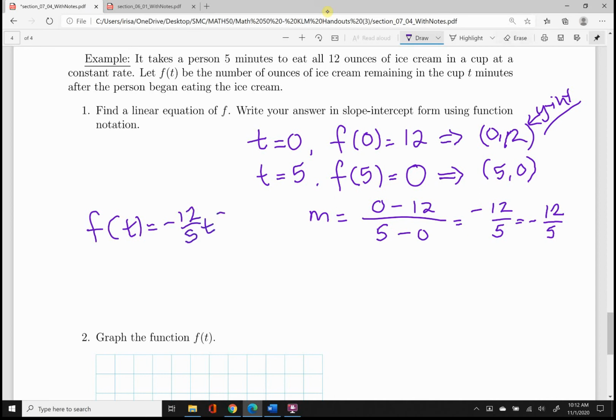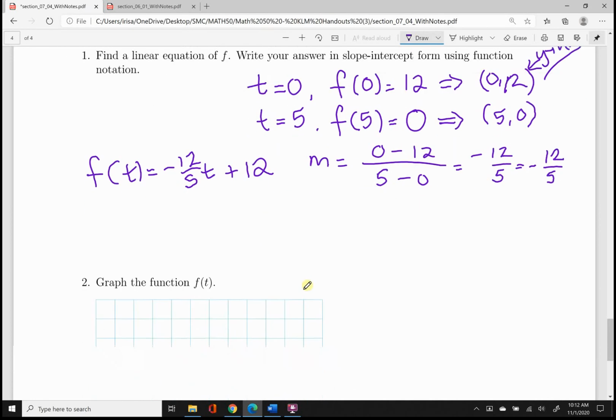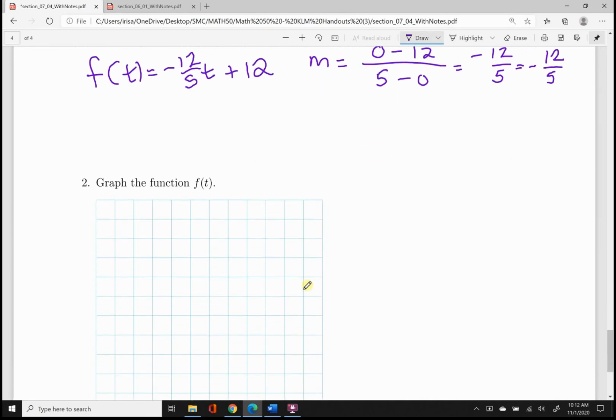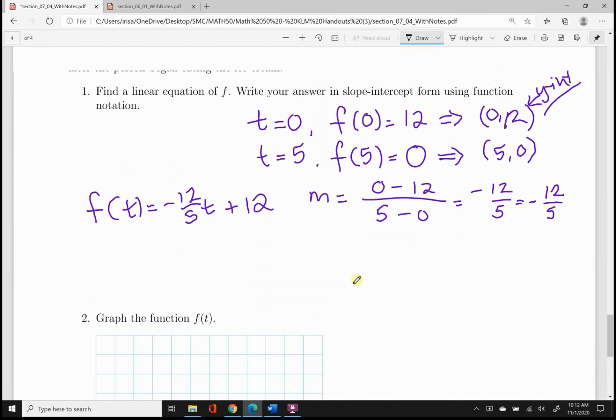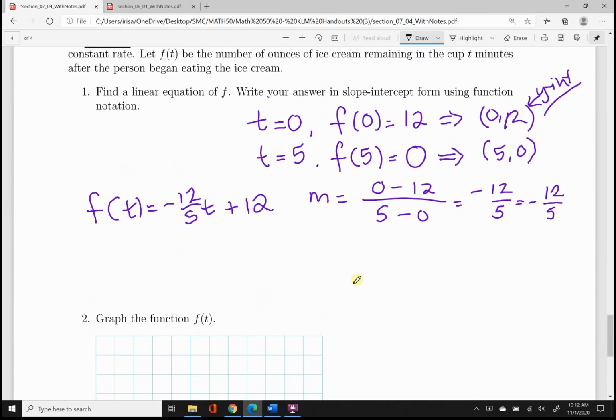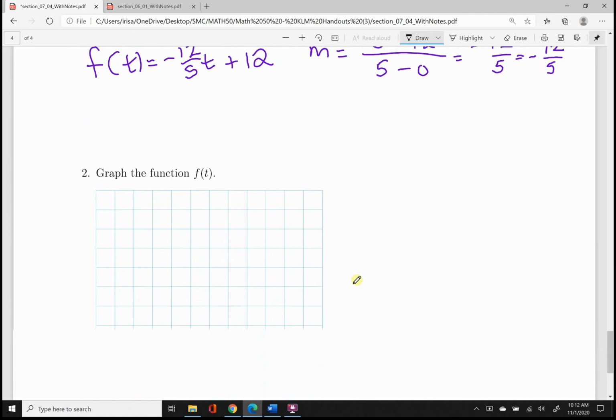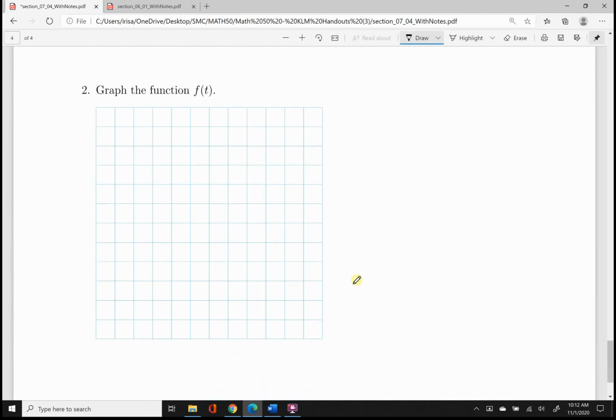Oops. Hold on, let me erase that real quick. Plus 12. Okay, so now we're being tasked with graphing the function. Okay, so let's go ahead and take black going on here. And notice that in the scenario, your time variable is always going to be positive, and the number of ounces of ice cream is, these things are always going to be positive.